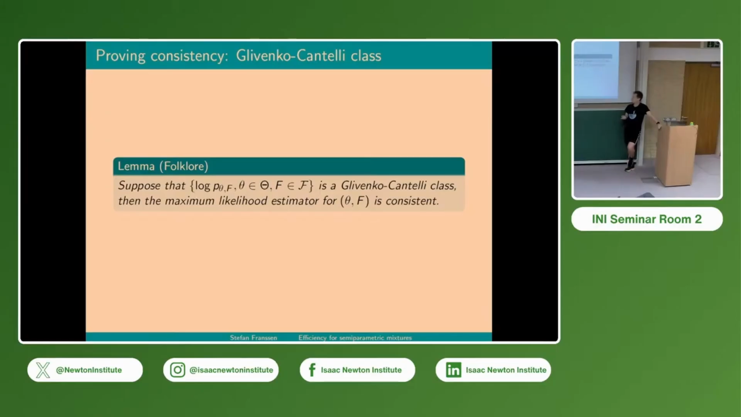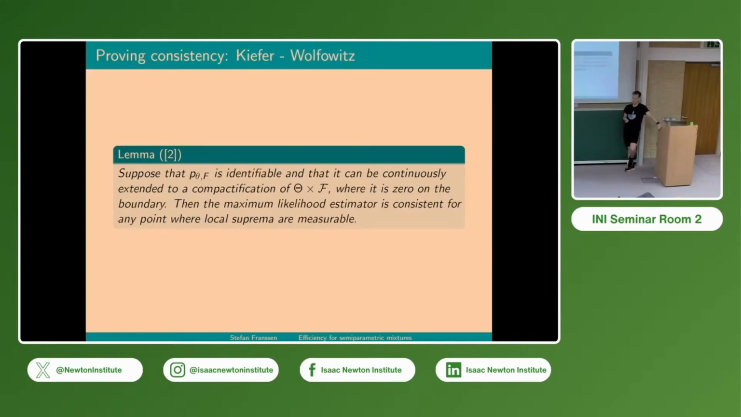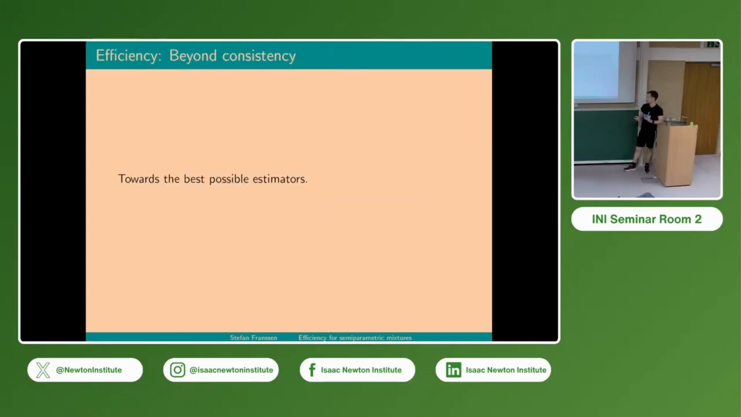But they are very, very broad because a lot of classes of functions are Glivenko-Cantelli classes. And it's very easy to compactify these mixture models. So we know that in a lot of cases we can quite easily write down consistent estimators. But we want to have the best possible estimators. We don't want something that eventually converges to the truth. We want something that converges to the truth as fast as possible. So the idea of the efficiency is that we want to estimate this as fast as possible.